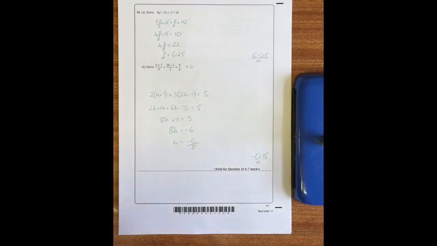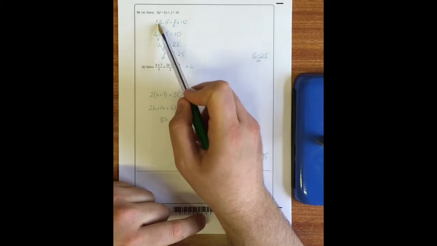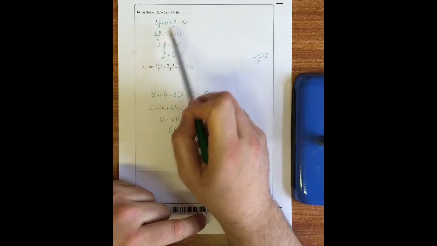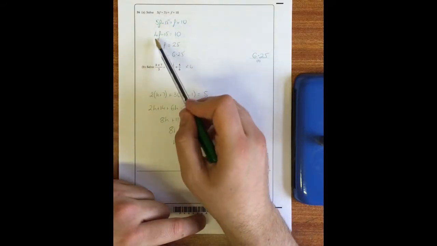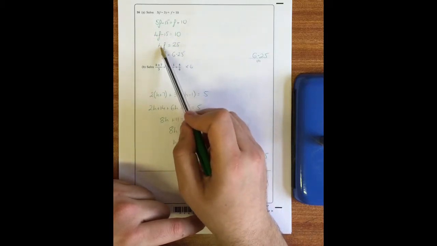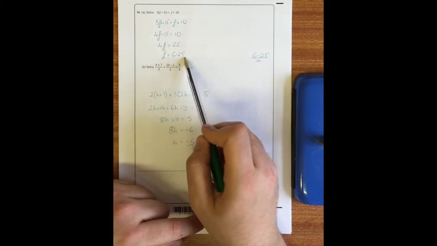Question 16. Solve this. The best thing to do here is to expand the brackets first. So 5 times f is 5f and 5 times 3 is minus 15 equals f plus 10. Then subtract the smallest amount of the letters off each side. So in this case, take 1f off both sides. We get 4f minus 15 equals 10. Add 15 to both sides, we get 4f equals 25. Divide by 4, f will be 6.25.